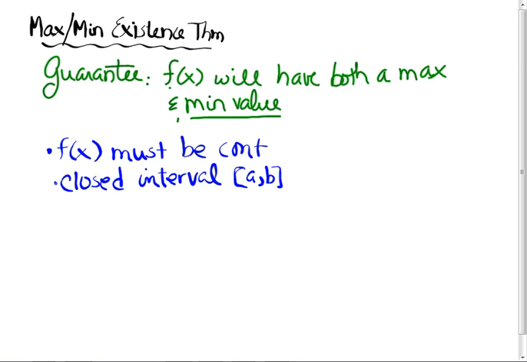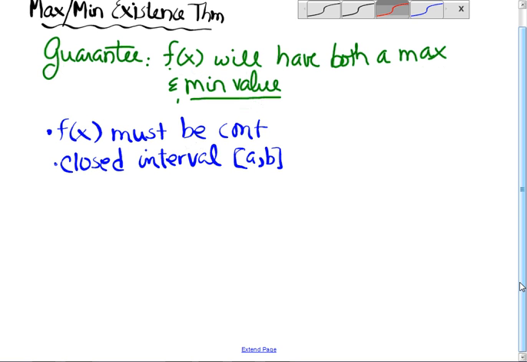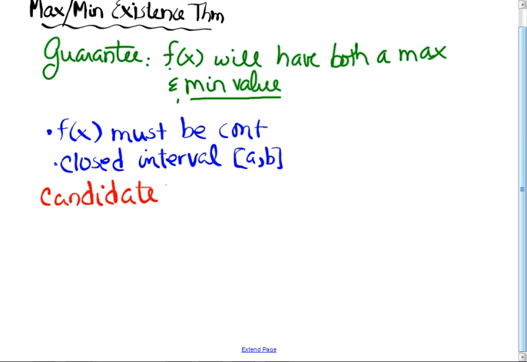Closed interval. And now, where are the candidates, also called critical points? That's right, at the endpoints. What else? Where else are the candidates? Where the derivative is 0, or where the derivative is undefined.